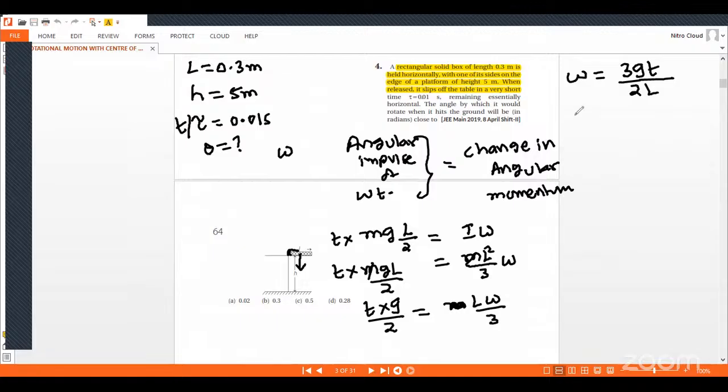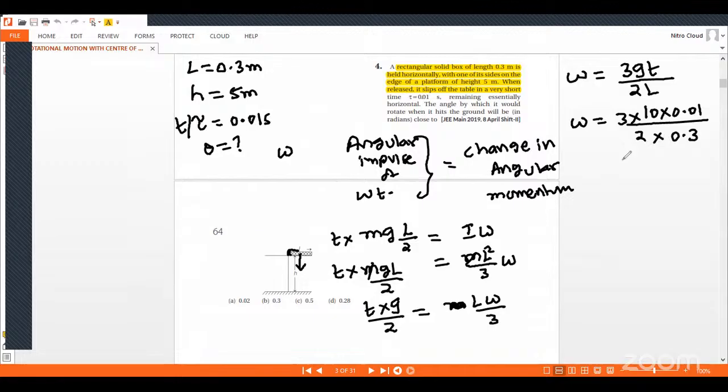Okay? So omega equal to, let us consider g as 10, time as 0.01, length as 0.3. Okay? Is it fine? Yes, sir.